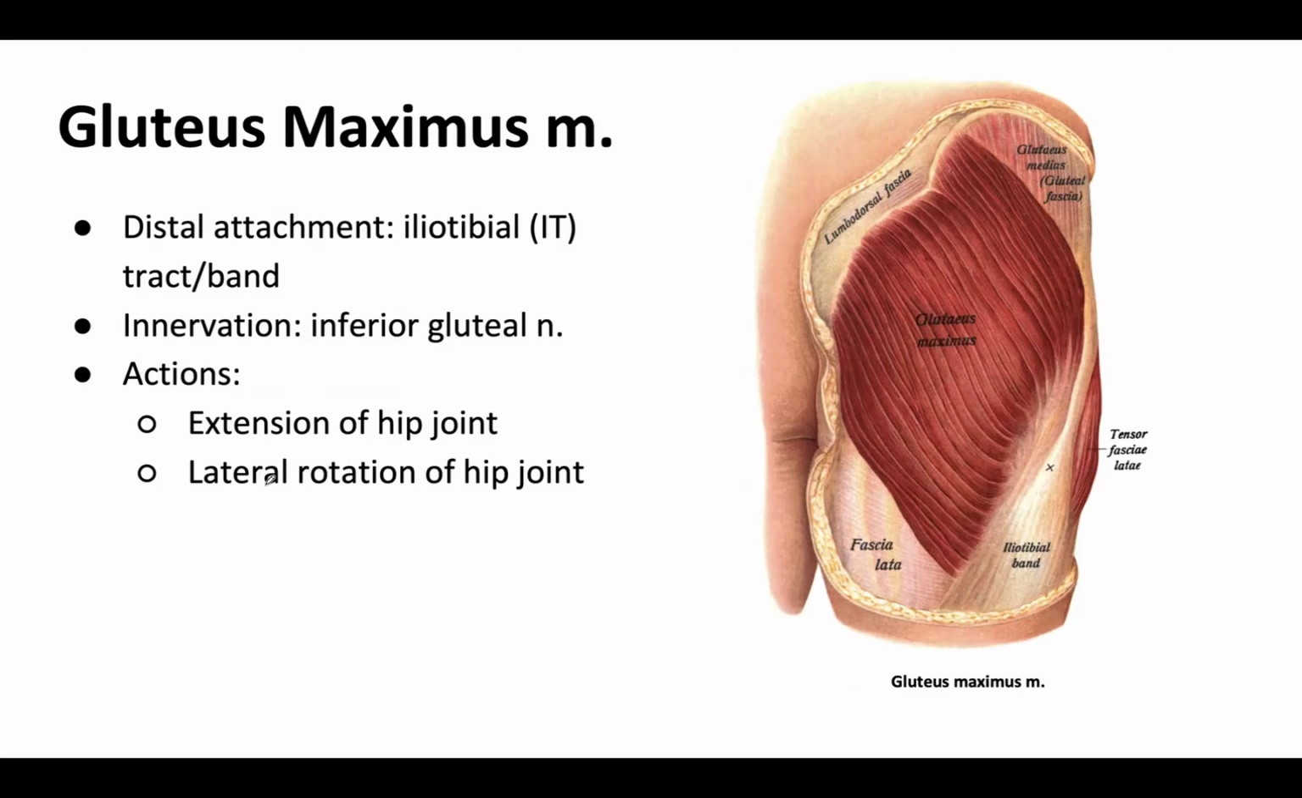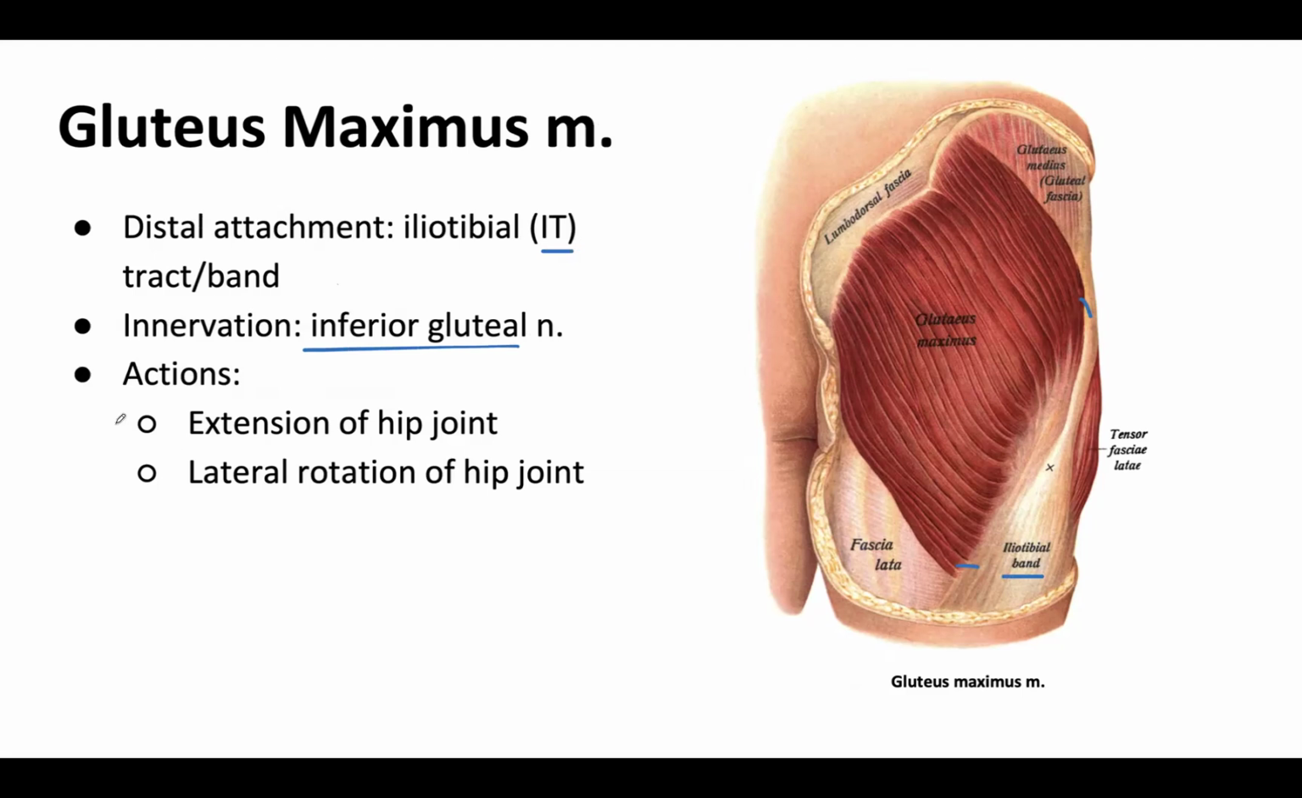It crosses the hip joint and it has a few distal attachments, but the biggest one is into the iliotibial band or the iliotibial tract. You often hear this referred to as the IT band, which is a notably thickened area of the deep fascia on the lateral side of the thigh. The muscle is innervated by the inferior gluteal nerve, which is different from the other gluteal muscles, so that's an important distinction there. And with it being such a big muscle, you can imagine that it's also quite powerful.